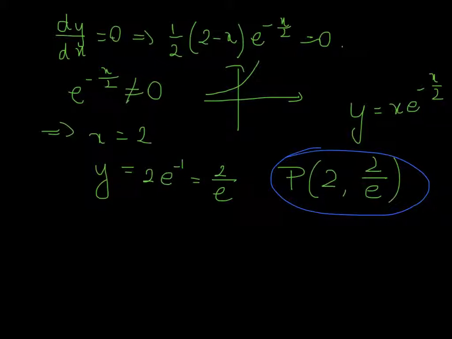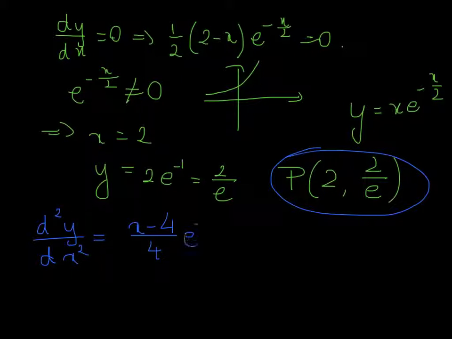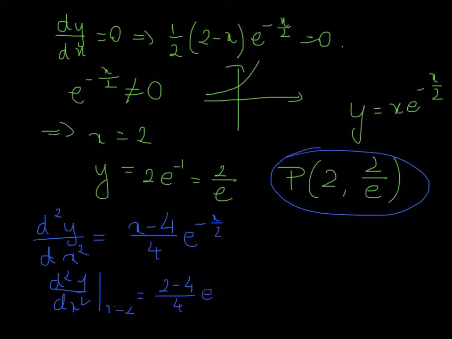Since I have the second derivative, it makes sense to use it. I'm going to do it actually both methods. The second derivative was x minus 4 over 4 times e to the power of minus x over 2. So the second derivative when x equals 2 is 2 minus 4 over 4 e to the power of minus 1. 2 minus 4 is negative 2, so this is smaller than 0. Therefore, point of maximum.